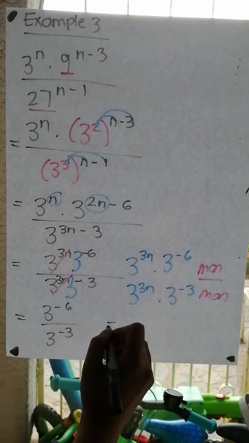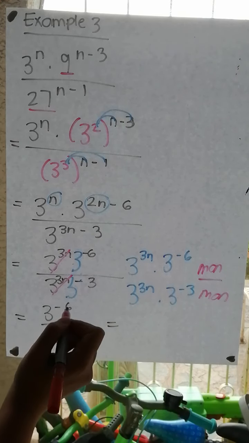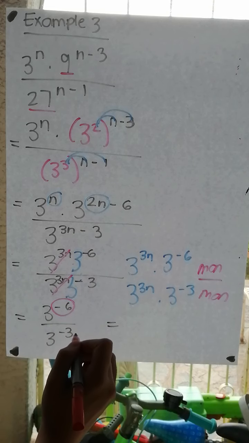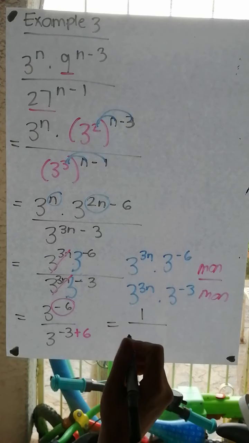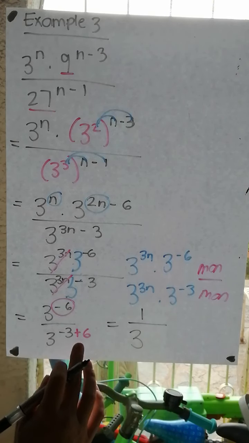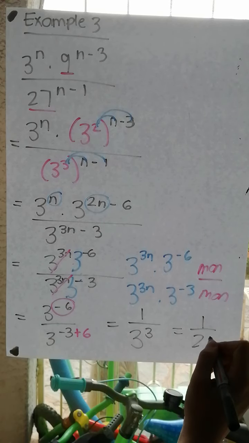How do I do it? I move the smaller exponent to the bigger. The smaller is definitely here, so I move the negative 6 down and it becomes positive 6 at the bottom. What am I left with? I'm left with 1 in my numerator over 3 to the power of negative 3 plus 6, which is 3. And my final answer is 1 over 27.